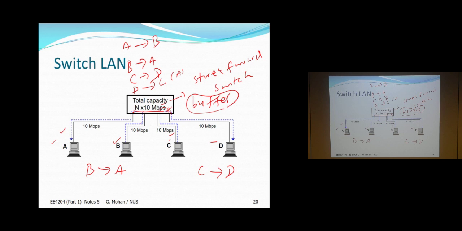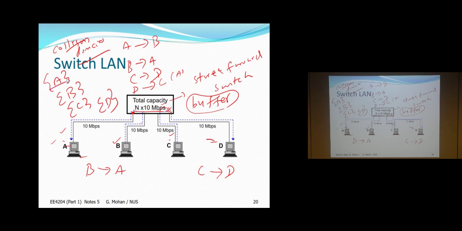Similarly, the collision domains. There is no collision between AB, AC or AD because they are all connected to different ports. So there will be 4 collision domains here. The first collision domain is A, the second collision domain is B, C, D. That means if there is any collision for A, that will be the collision onto itself at this port.